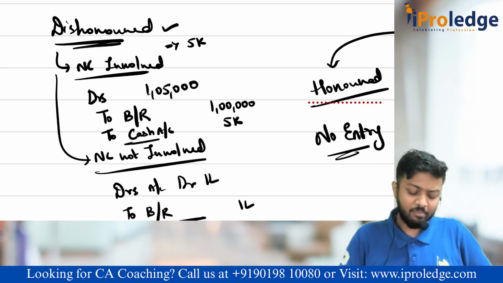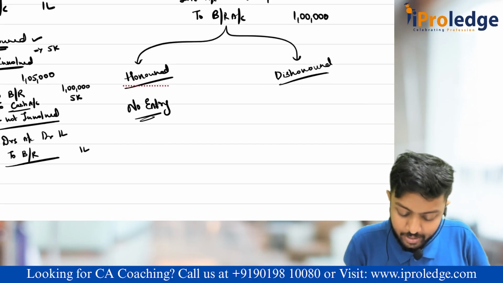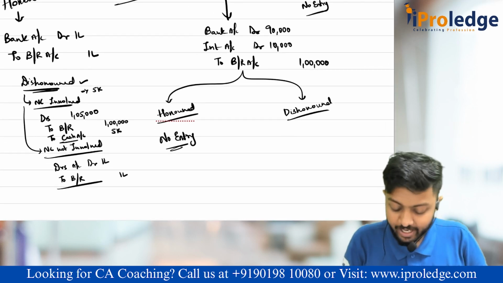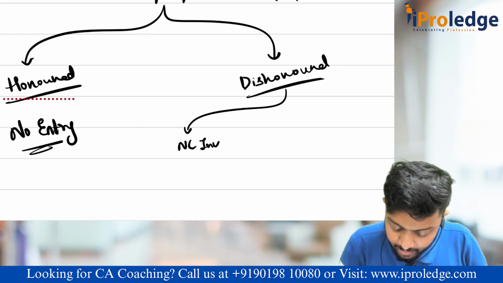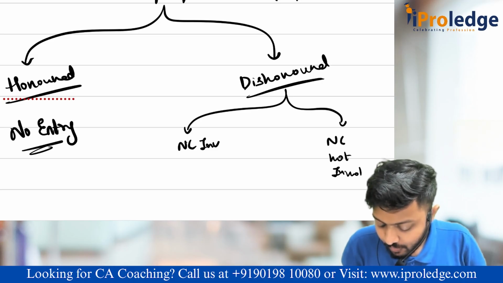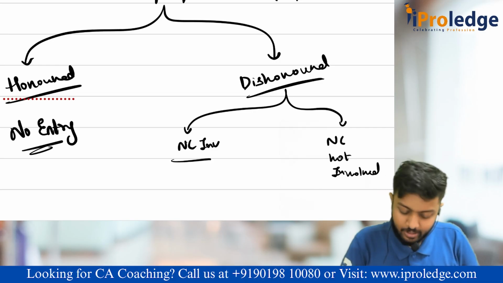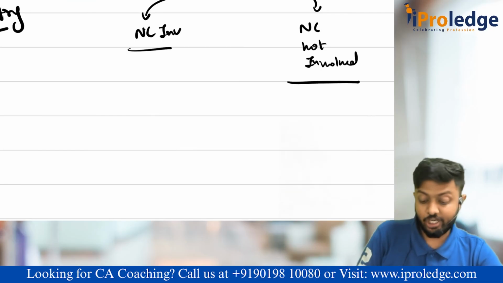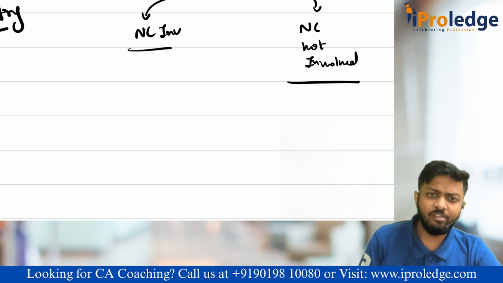Simple. Super simple. Next, let's come to the second case, where you have gotten your bill discounted from the bank. Two possibilities: honor, dishonor. Honor, we know there is no entry. Dishonor, again two possibilities: NC involved, NC not involved. If NC is not involved, meaning no noting charges, then whenever dishonor happens, what is the logic I told you? Reverse the entries, whatever is passed.